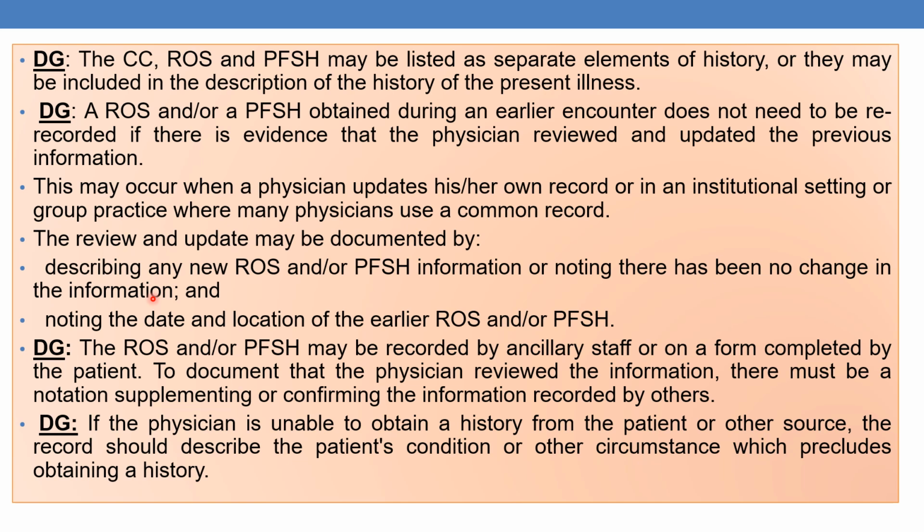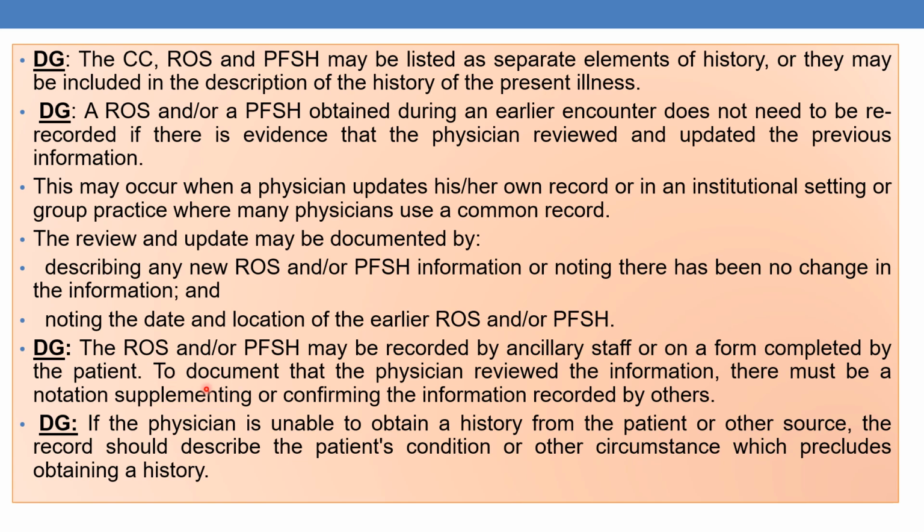So how are we going to determine that a particular record is updated? If the physician describes any new ROS or PFSH information, then we can consider the record is updated. Or if he documents no change in information, even in that case you can consider that the physician has updated the record, noting the date and location of the earlier ROS and PFSH. He needs to mention the date and the location of the earlier ROS and PFSH.